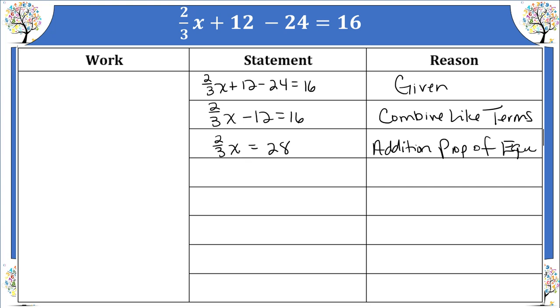The next thing we need to do is multiply both sides by the reciprocal of 2/3. So I have 2/3 times x equals 28. And we're going to multiply by the reciprocal to make this a positive 1 coefficient.